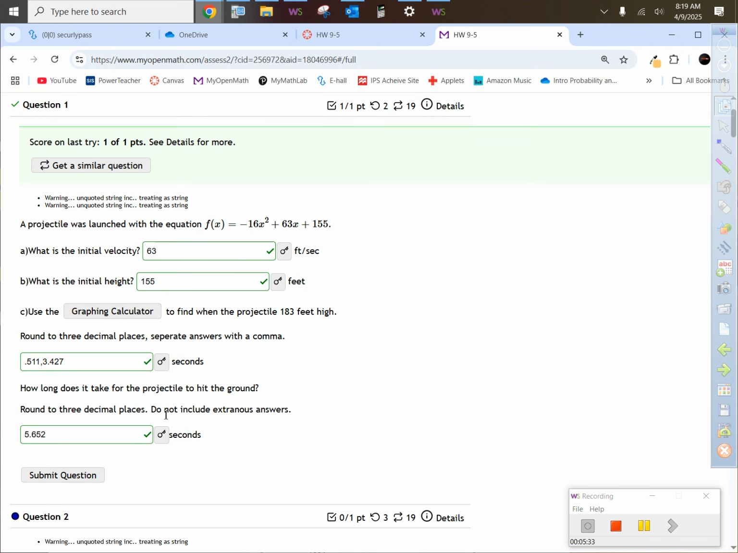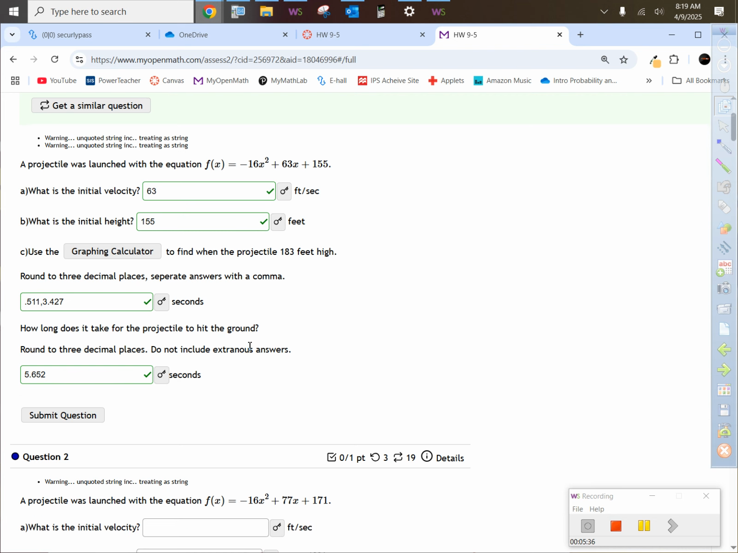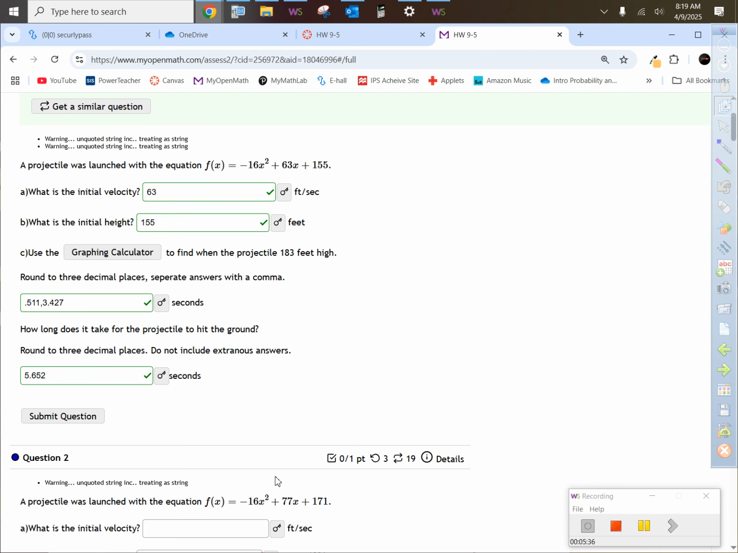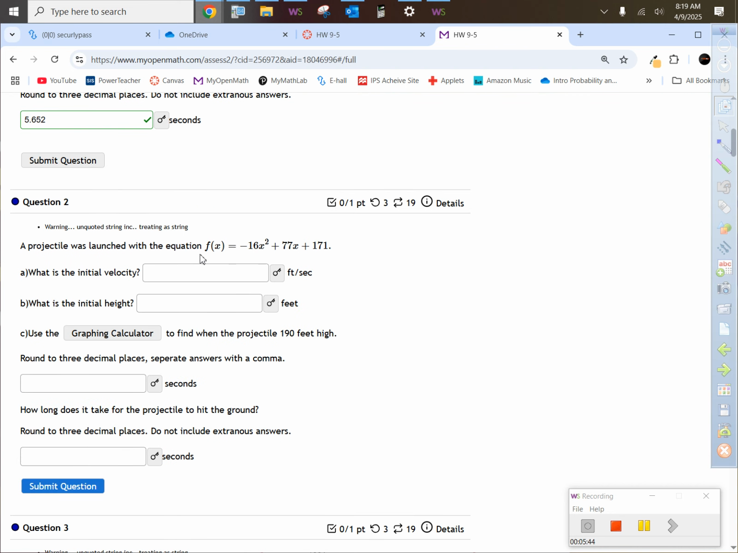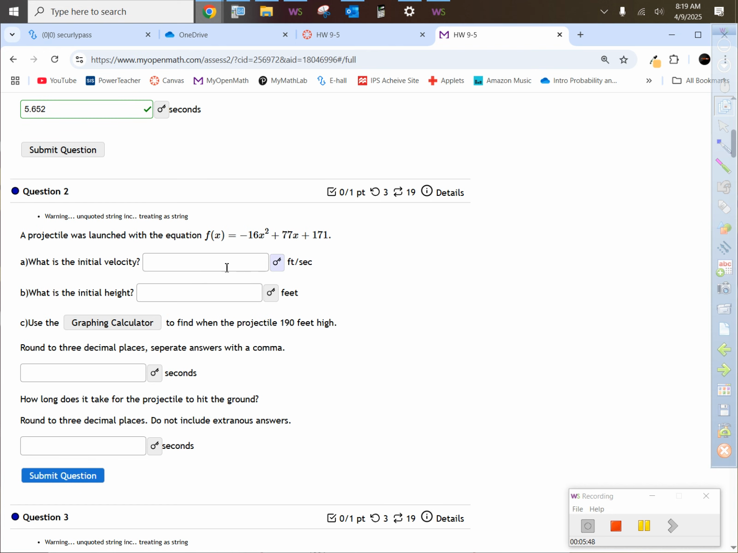When we get to the next ones, like the first 2 we just do together, I got it to where it'll separate, so you put the first one in, you can check it, and then do the second one, you can check it, so all that good stuff. Let's try that one more time. What was the initial velocity of this bad boy? 77. Initial height? 171.